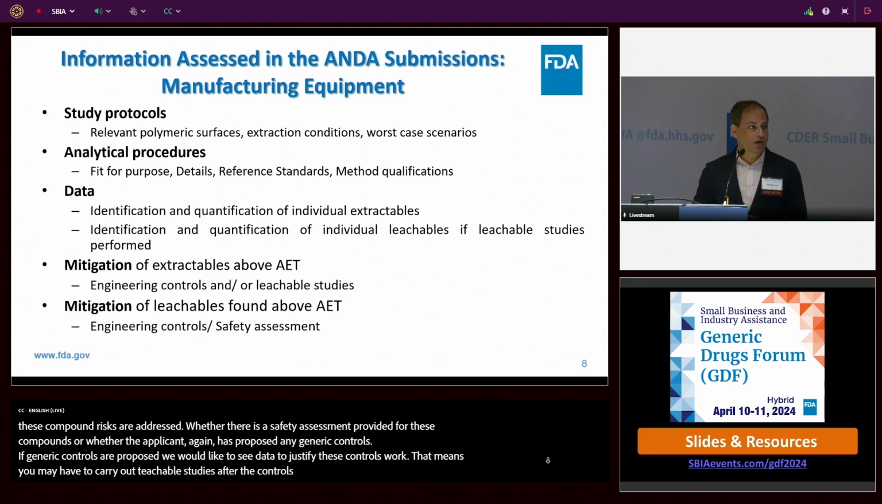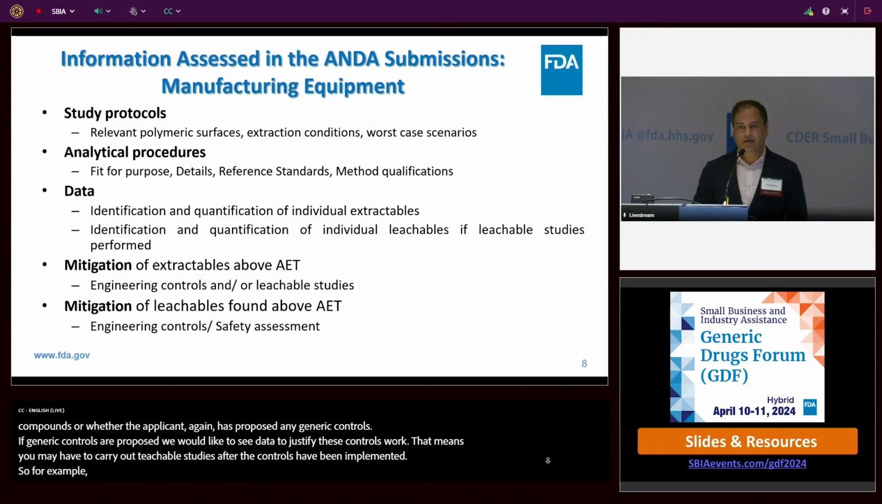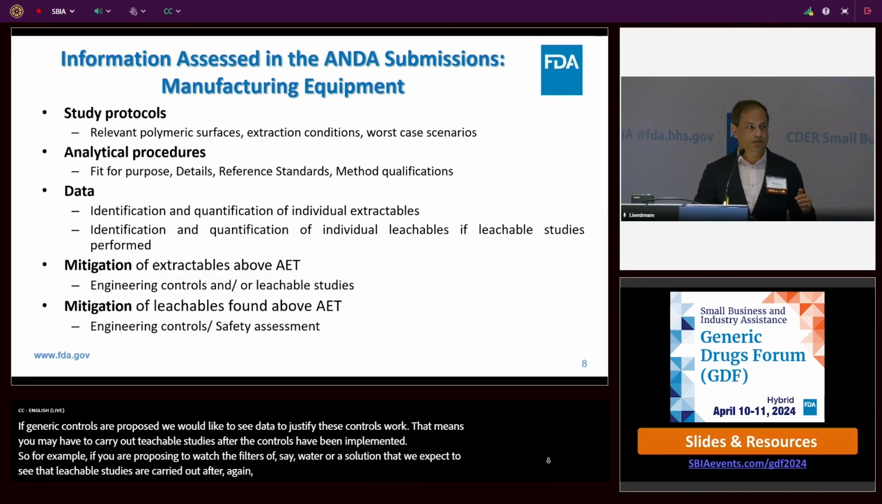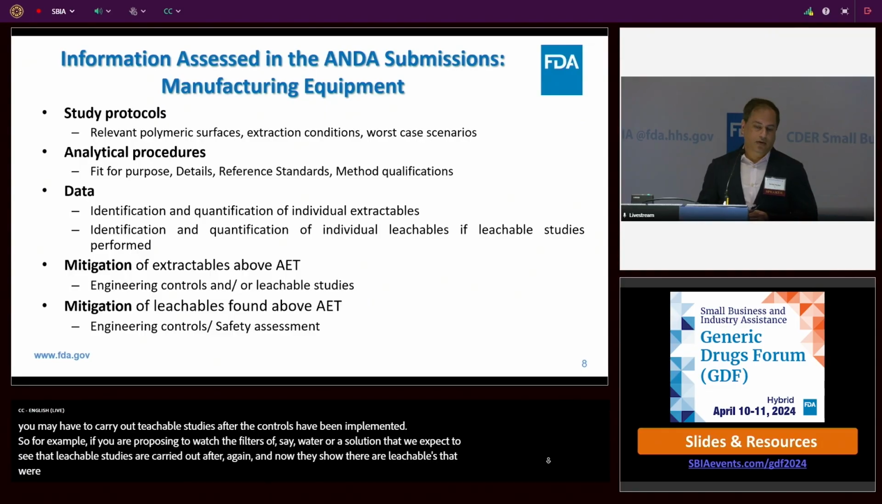So for example, if you are proposing to wash your filters by, say, 1,000 liters, I'm just making it up, of water or bulk solution, then we expect to see that leachable studies are carried out again, and that they now show that the leachables that were above the AET before are now below the AET, or are not there or could not be detected.